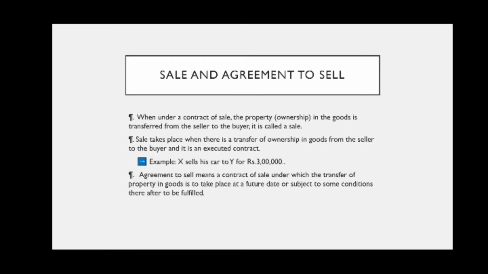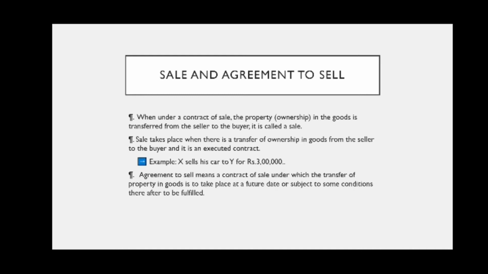Sale and agreement to sell. When under a contract of sale the property in the goods is transferred from the seller to the buyer, it is called a sale. Sale takes place when there is a transfer of ownership in goods from the seller to the buyer, and it is an executed contract. Example, X sells his car to Y for rupees 3 lakhs.